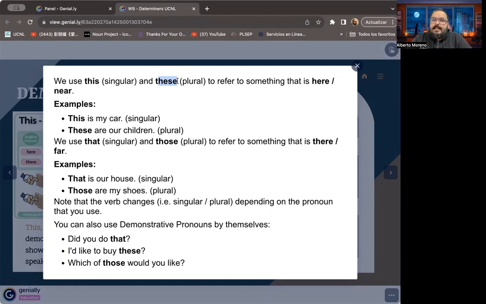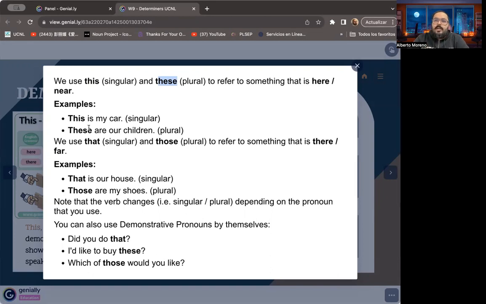Los pronombres demostrativos siempre están antes de un verbo. Si utilizamos el pronombre demostrativo this en singular, el verbo tiene que estar en singular. Si utilizamos these en plural, el verbo tiene que estar en plural. Y por lo general es el verbo to be. ¿Okay? Ejemplos: this is my car, these are our children.